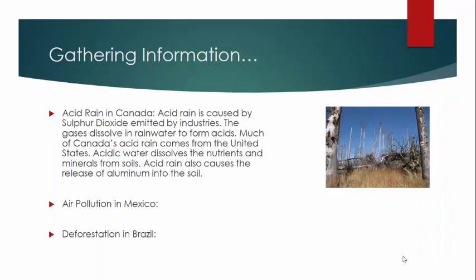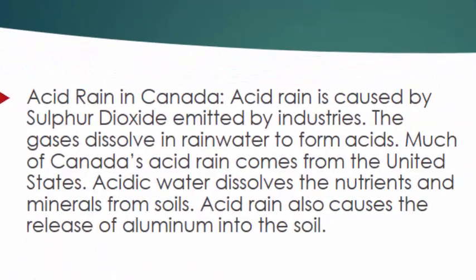Gathering information and research are key elements in our social studies lesson. Each region that we study, students will need to determine the causes and effects of each environmental issue listed in our standards, such as acid rain in Canada. So for instance, students may gather the following information. Acid rain is caused by sulfur dioxide emitted from industries. The gases dissolve in rainwater to form acids. Much of Canada's acid rain comes to the United States. Acidic water dissolves the nutrients and minerals from soil, and acid rain causes the release of aluminum into the soil. So I've determined the causes and the effects of acid rain when I'm gathering information.